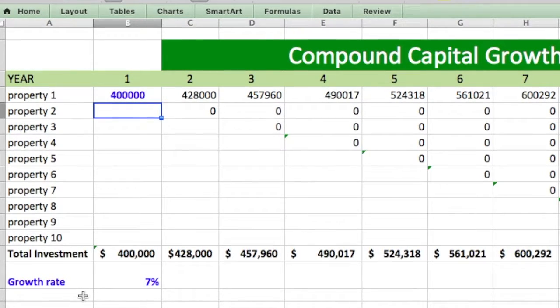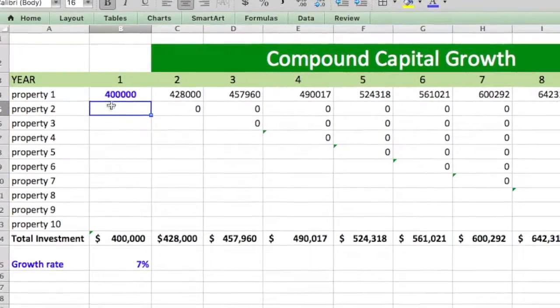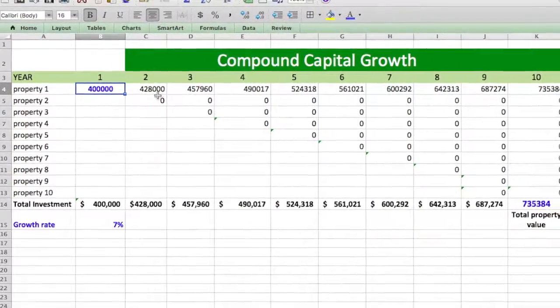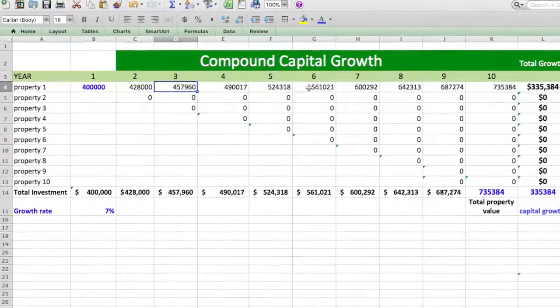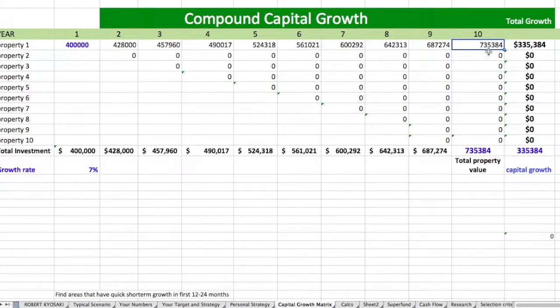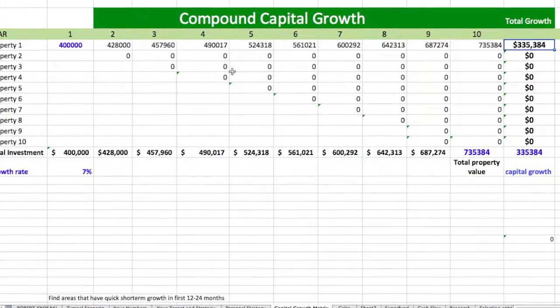The numbers after the 10 years come out to be the same, but I just want to look at it this way. So year one, we paid $400,000, 7% growth, 428, 457, and after 10 years, it's worth 735,000, and we've made 335,000 in capital growth.